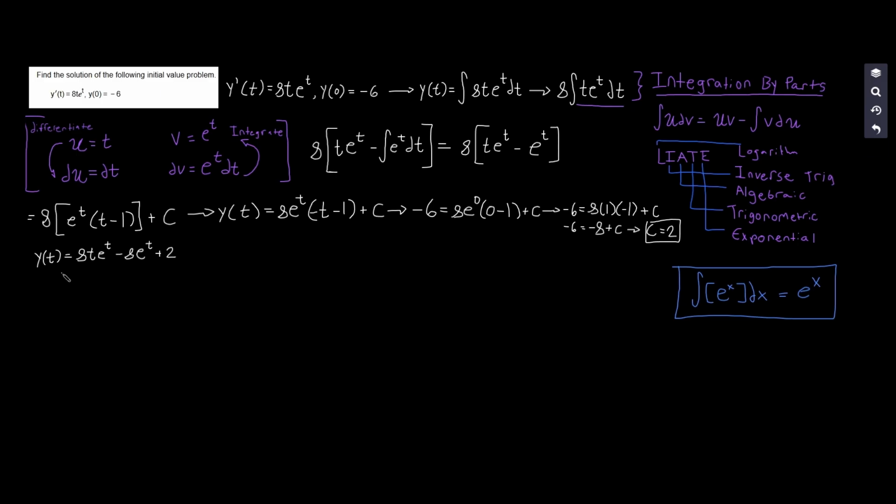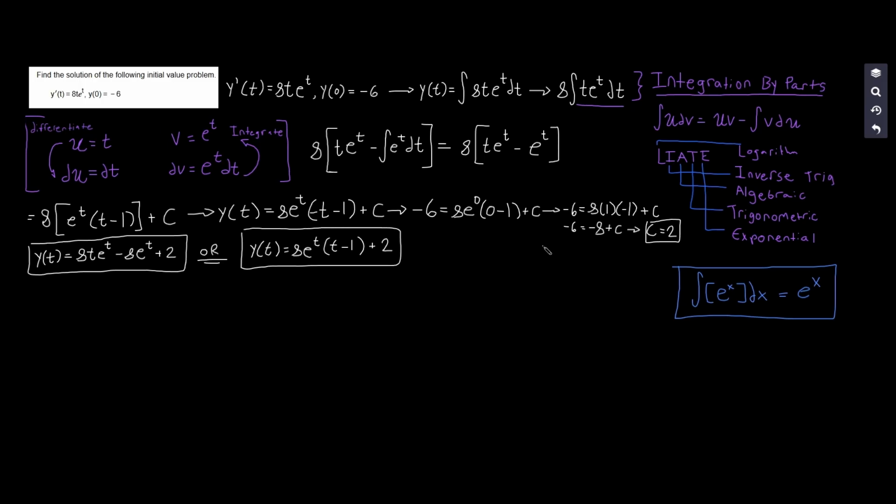So our answer is going to be y of t equals 8 times t times Euler's number raised to the power of t minus 8 times Euler's number raised to the power of t plus 2. And there's another way that we could write this if we just factor it. This is another way that we could write our answer. We can actually check our answer, and we could do this by differentiating our answer: 8 times e raised to the power of t times t minus 1 plus 2.